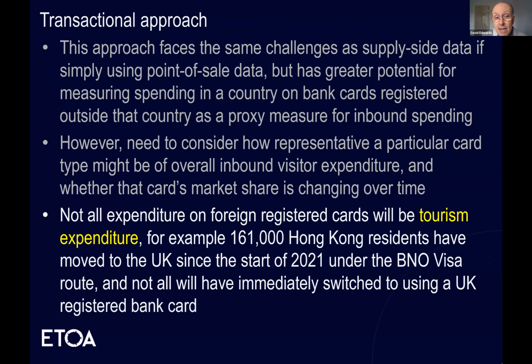And again, taking a UK example here, since the start of 2021, 161,000 Hong Kong residents have moved to the UK on what's called a British National Overseas Visa Programme, but many of those will be still using their Hong Kong registered cards for transactions in the UK, even though they're not here as a tourist. So it's a challenging jigsaw out there of data. And with that, I will hand back to Rachel and we will hear from the other speakers about some of the ways we can indeed fill in some of the pieces of the jigsaw.